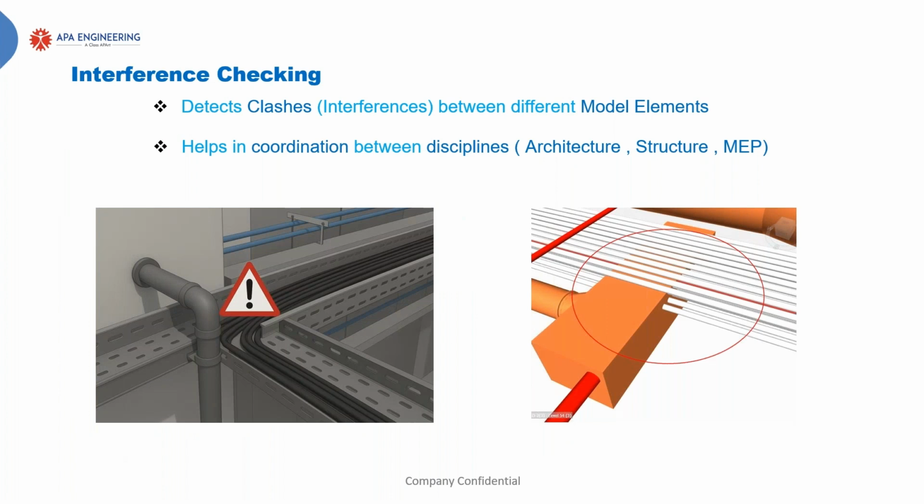Interference check. In Revit, we have a separate tool for interference check. During the design stage, we can identify the clashes. For example, in the right side image, we can see the duct, correct? The orange color is duct, the white color is conduit. The duct is clashing with conduit. So we can remove the clash in the design stage. During the construction stage, we can reduce the cost and time.